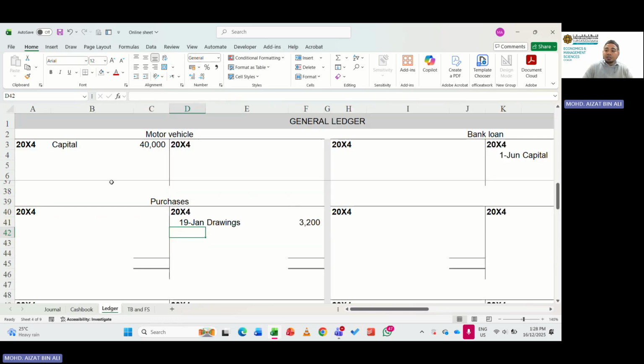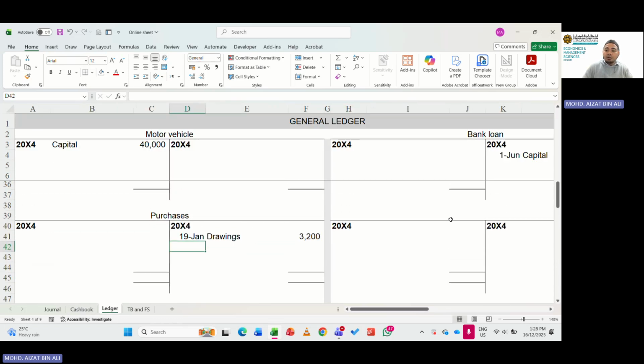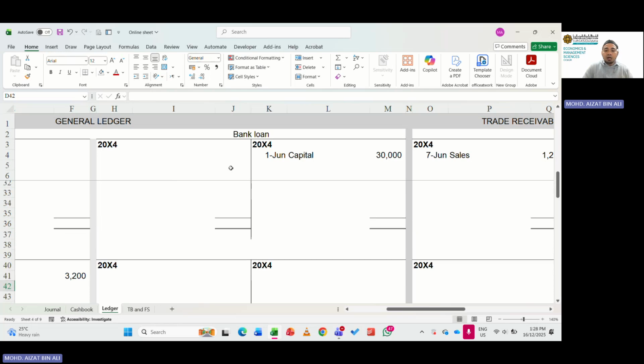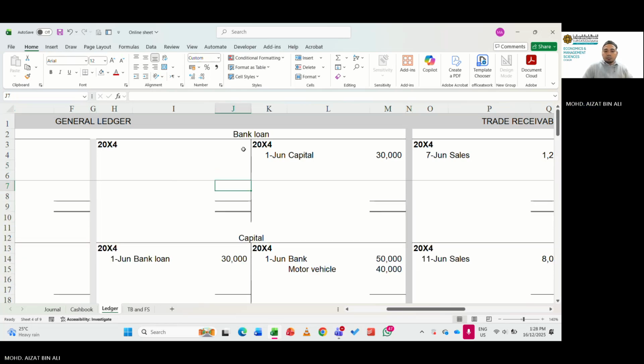Now let's go to our ledger. There is our bank loan account. It is debited, because when the loan decreases, the liability decreases on the debit side. So 20th June, bank, 15,000 ringgit. So we are done with the recording of the transactions.